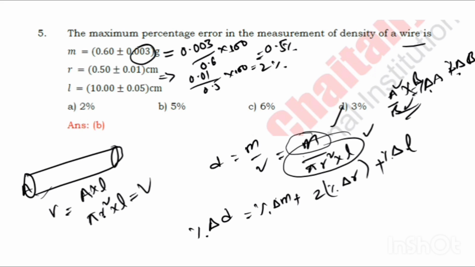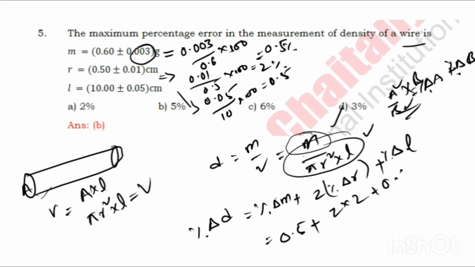And percentage error in length is equal to 0.05 by 10 into 100, that is 1 by 2, 0.5. So percentage error in density is equal to percentage error in mass, that is 0.5 percentage, plus 2 into 2, plus 0.5, that is 5 percentage, right?